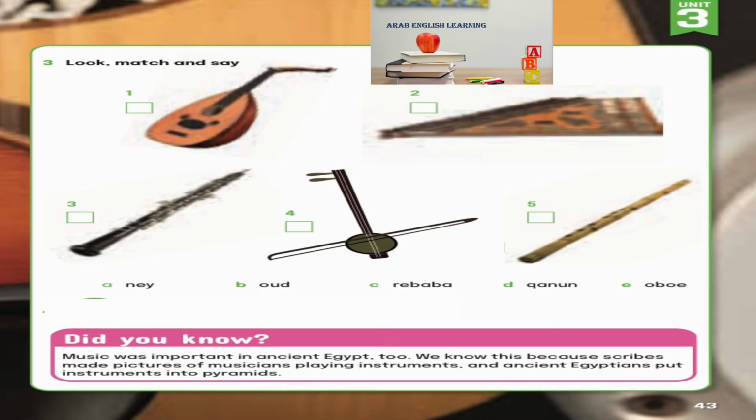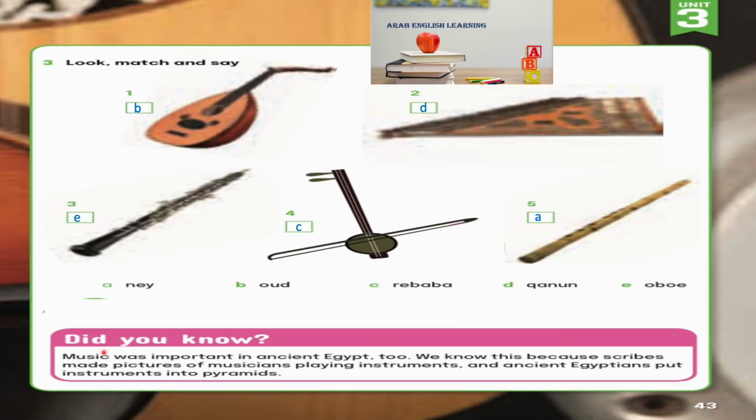Page 43, exercise 3, look, match and say. We have ney, oud, rebaba, kanun, and oboe. The first instrument, which is number 1, is B, oud, or oud in English. 2, this is kanun. Number 3, E, oboe. And number 4, rebaba. And number 5, ney.